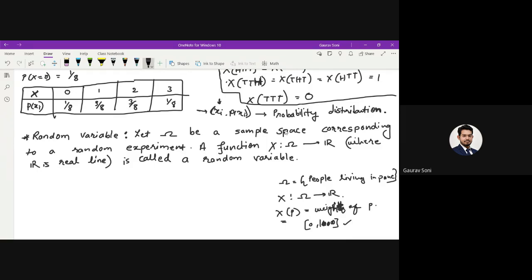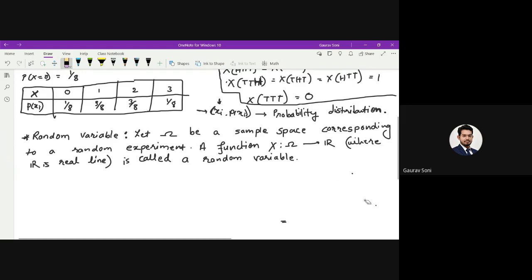So these are two different types of random variables. The one which takes discrete values is called the discrete random variable. The one which takes values in an interval is called the continuous random variable. So we will study the probabilities for both of the types.